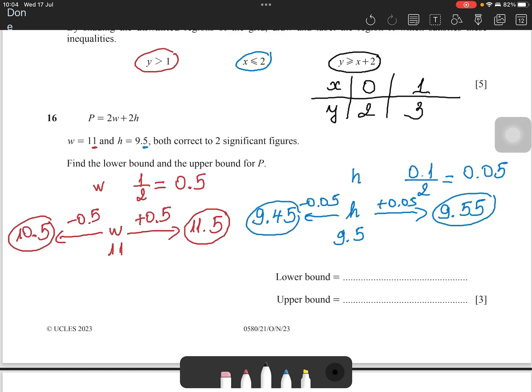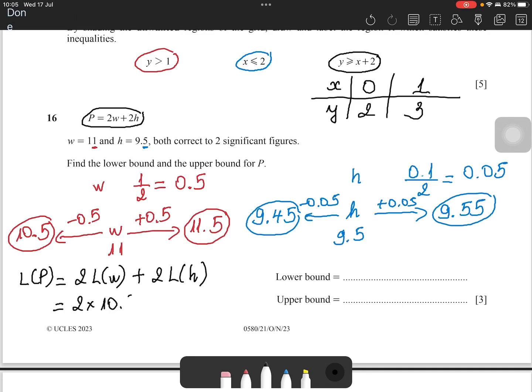Now, let's talk about P. So the lower bound of P is equal to 2 multiplied by the lower bound of W plus 2 multiplied by the lower bound of H, which is 2 multiplied by 10.5 plus 2 multiplied by 9.45. And the answer for the lower bound is 39.9.